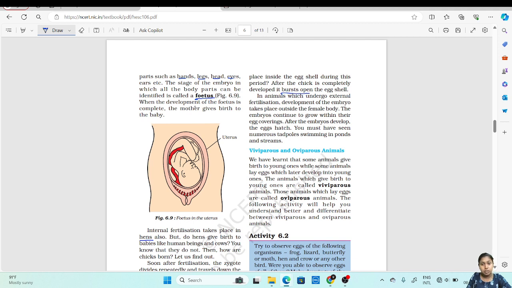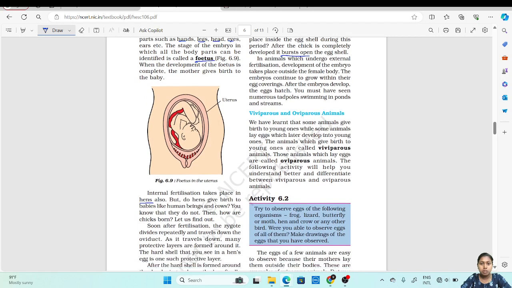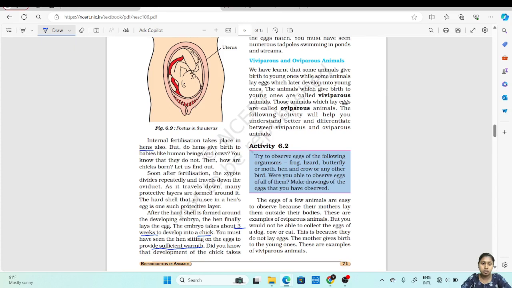In animals which undergo external fertilization, development of the embryo takes place outside the female body. So, in internal fertilization, everything occurs inside the female body. In external fertilization, everything occurs outside the female body. The development of the embryo and the young ones or the eggs, everything happens outside the female body. So, this is how the eggs are laid or the young ones are born in two ways.